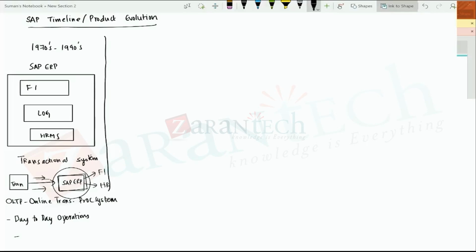There was very minimal reporting functionality or analytics being used at this point in time. What I mean by analytics is, I did not want to know how my company was doing today in comparison to last year, or how my company is doing in comparison to my competitor. Those kinds of analytics were very seldom done during those early ages of the 1970s to 1990s.